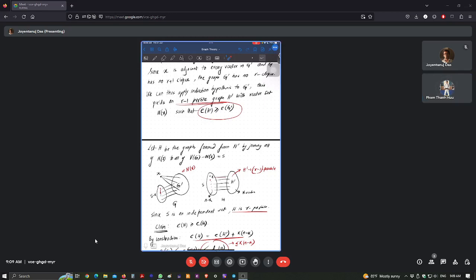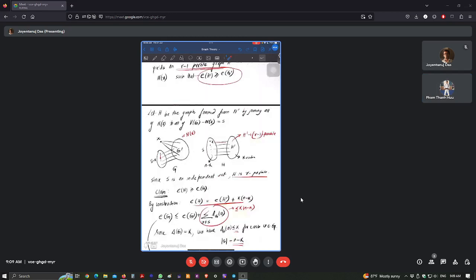So what I am doing is, this G is my original graph. In this, there can be some edges in between them, right? But when I am constructing H, I am only taking those vertices, so there is no edge between them. But I am joining with all possible edges to H prime. So that's why S is an independent set, and that makes H R-partite.